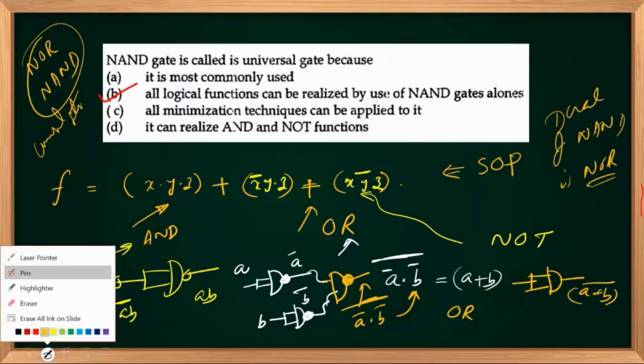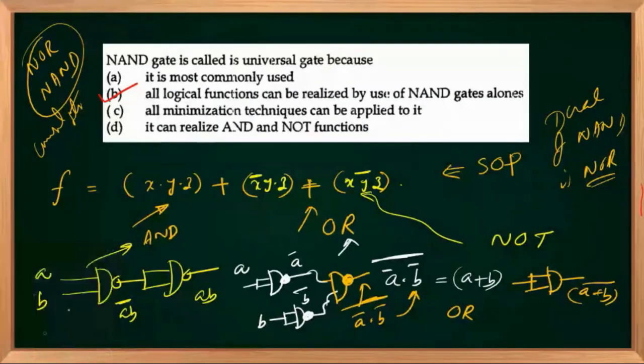And the statement, it can realize AND and NOT functions, is true, but that is not the correct answer for the given question. Okay, that statement is true. It can realize AND and NOT functions that we have proved here. Clear? So please don't forget, universal gates are NAND and NOR gates.